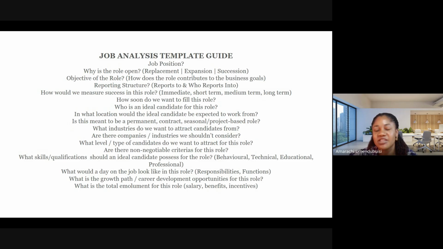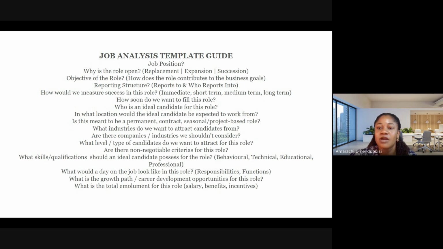So moving on to why is the role open? Again, it is very important as HR that we build our confidence level. Because if we take everything that is being thrown at us, it will affect how we do things. It will even affect the outcome of what we are trying to achieve.